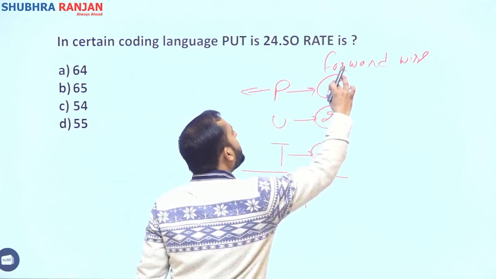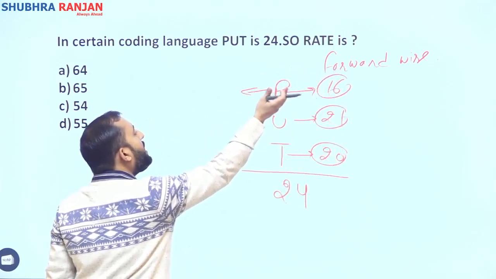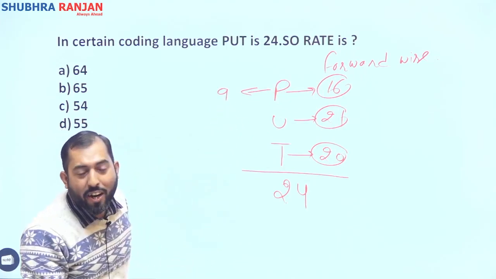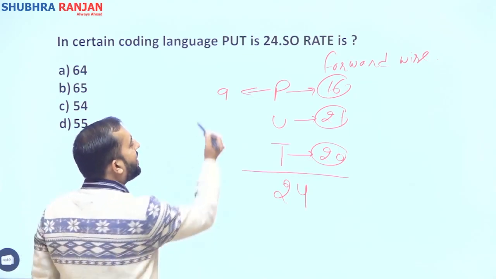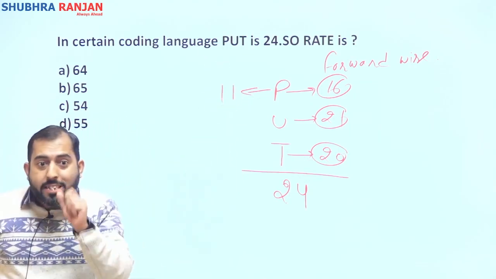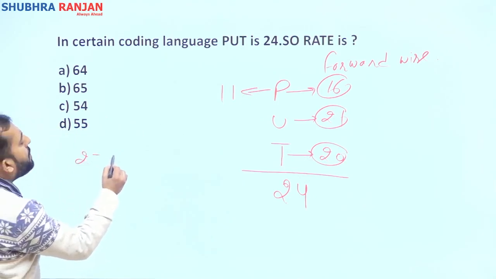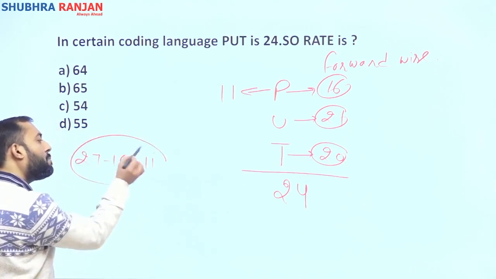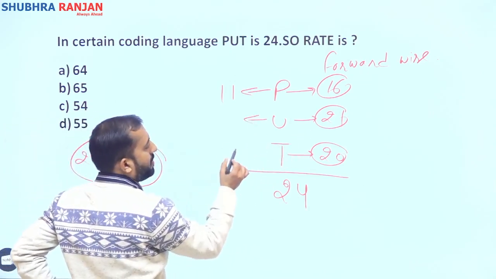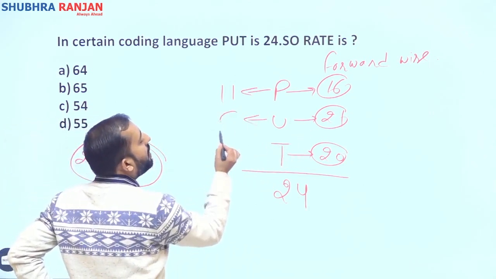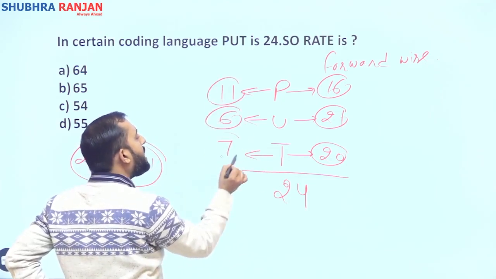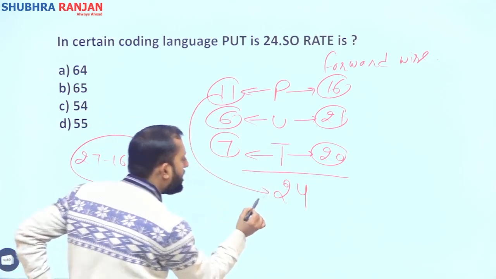Forward wise P is 16, so backward wise P has to be 11. How to find out backward wise position? P is 16, so 27 minus 16, 11. Backward wise P is 11. Right, backward wise U is 6 and T is 7. Now add them. 11 plus 6 plus 7. 11 plus 6 plus 7 is 24.